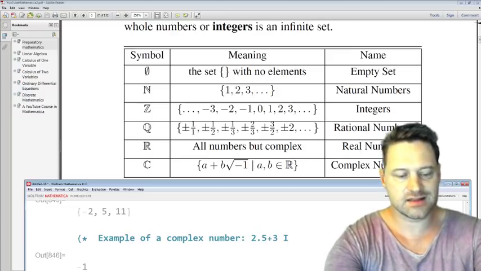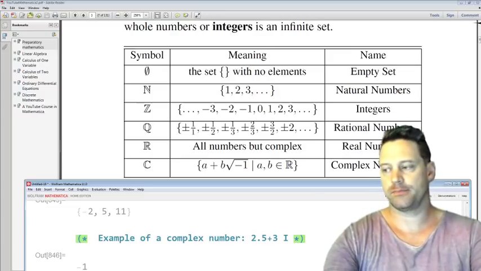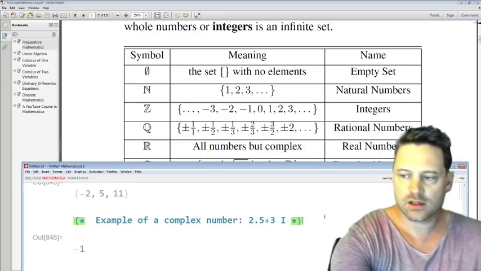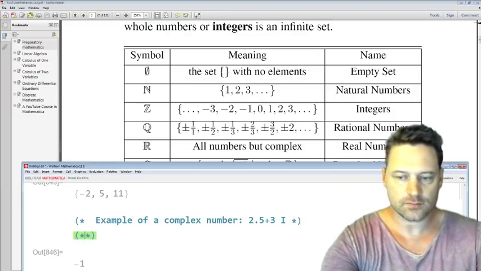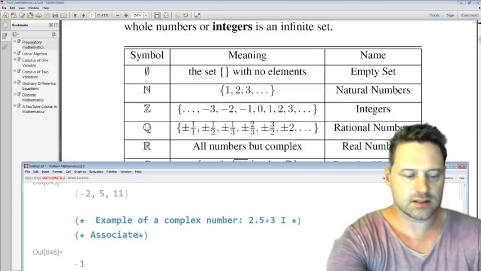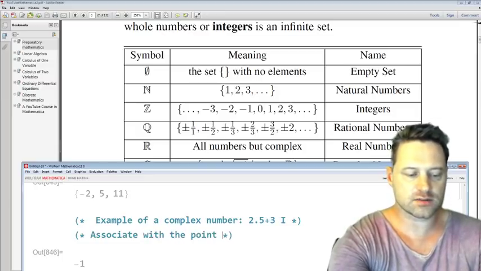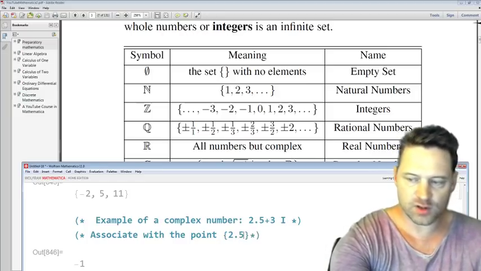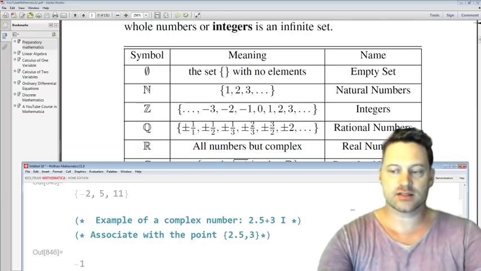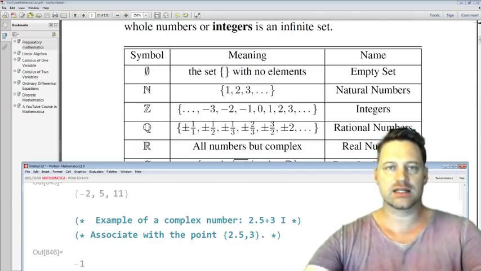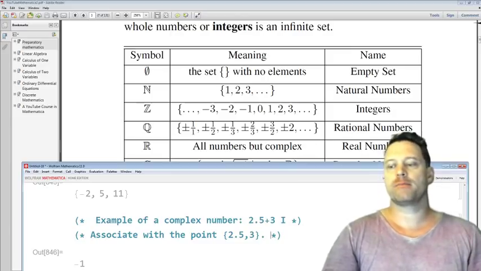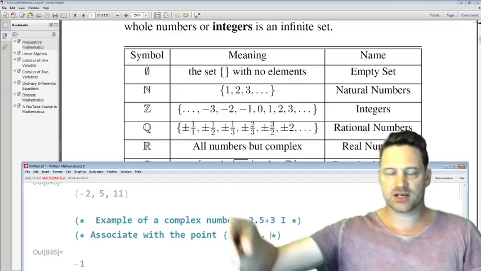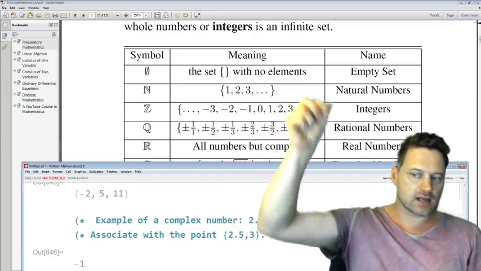Now let's think of this complex number in the plane. When you do that, you want to associate it with a point. So let's write, associate with the point, and I'll use curly brackets for this, {2.5, 3}. So there's the point (2.5, 3), which lives in a plane, you see. Now, the real part you want to put on the horizontal axis, and the imaginary part, in our case 3, goes on the vertical axis.